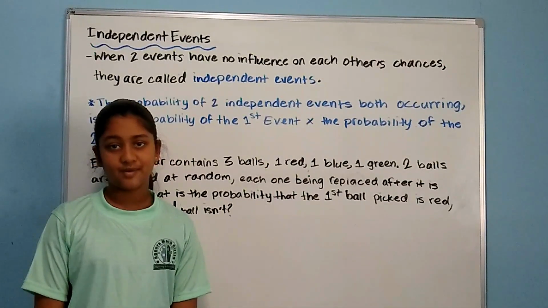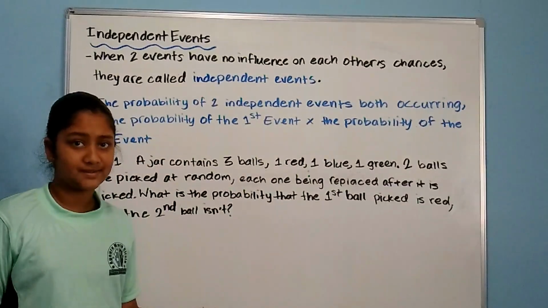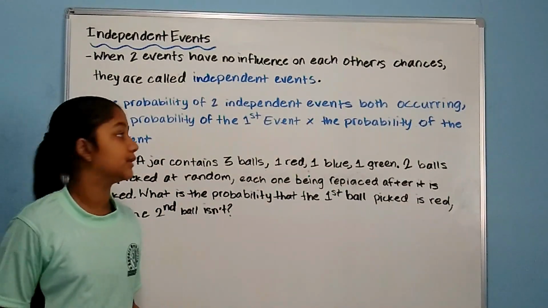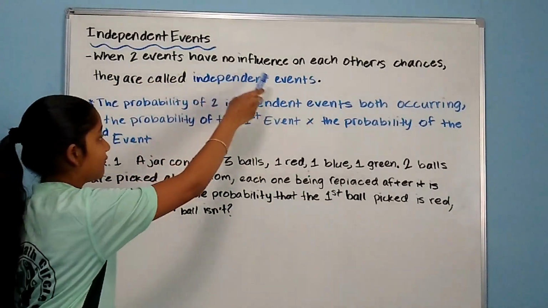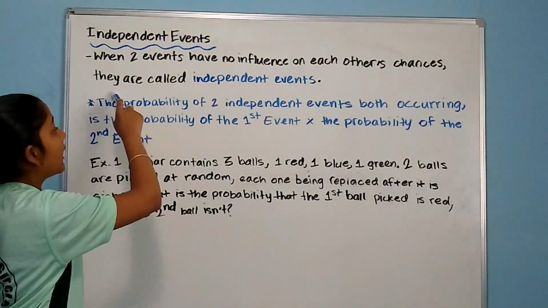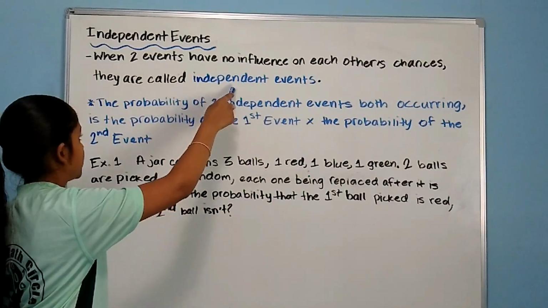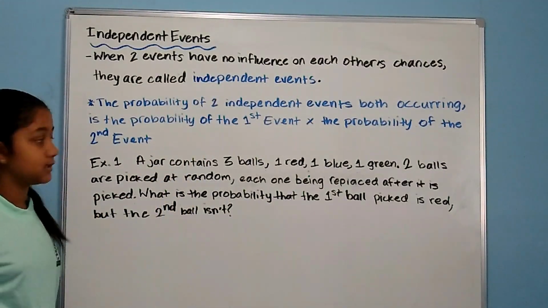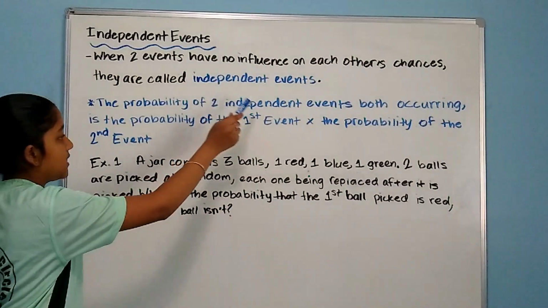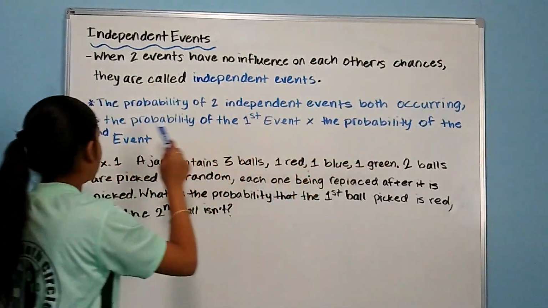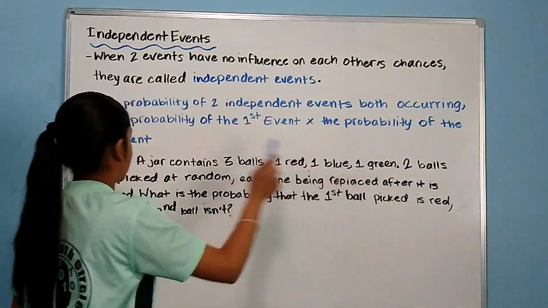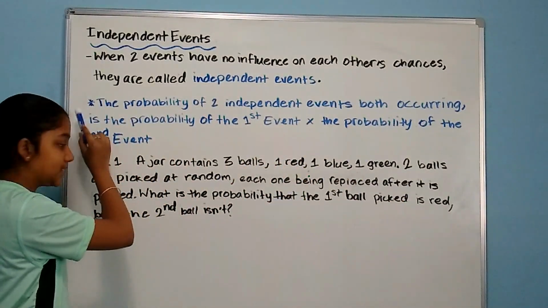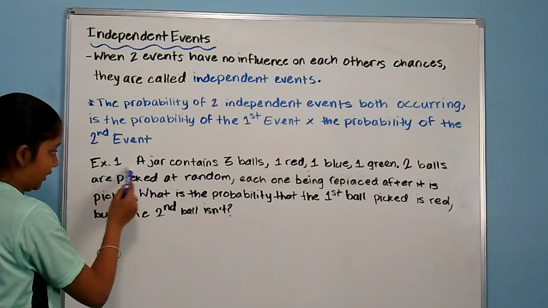Now let's move on to independent events. What is an independent event and how does it occur? An independent event is when two events have no influence on each other's chances. Then they are known as independent events. And here's a note that you might need to know. The probability of two independent events both occurring is the probability of the first event multiplied by the probability of the second event. And this note is going to help us with the example problem we have here.